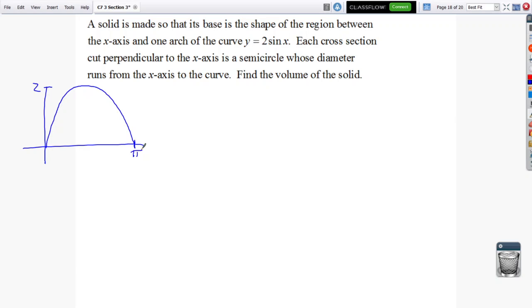Now reading in here, each cross-section cut perpendicular to the x-axis is a semicircle whose diameter runs from the x-axis to the curve. So here we're really seeing that when we cut perpendicular to the x-axis, we get the diameter right there of our semicircle, and our semicircle is going to come off of the page and look like this. So you can kind of feel that it's coming out of the page right there.